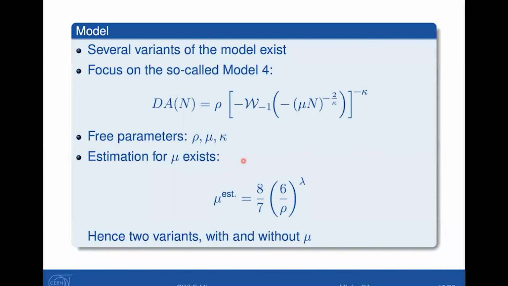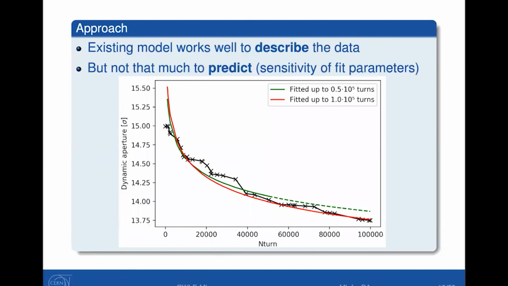For mu, we have some estimation coming from our theory. It's an estimation, so it's not necessarily exact, which is given by this expression. So we use 2 variants of this model: 2 parameters and 3 parameters, with and without mu. This model works well to describe the data, not that much to predict it. Here is exactly why that is. You can see here, black is the data. Red is the fit of the model on the data. We see it's a nice description of the data.